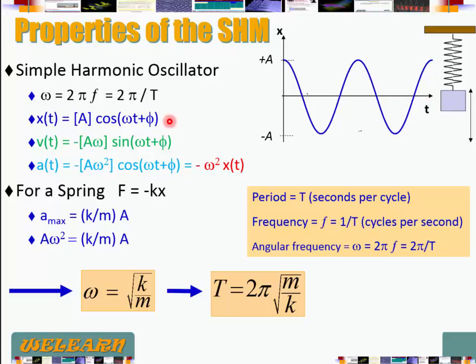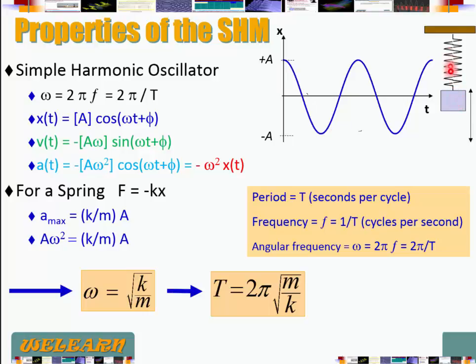Now, the expression for the position as a function of time is going to look somewhat like this. I will show later how you can write this as a function of sine instead of cosine as well. What we have as A is the maximum displacement from the equilibrium position. We call it the amplitude. That's why we have A.